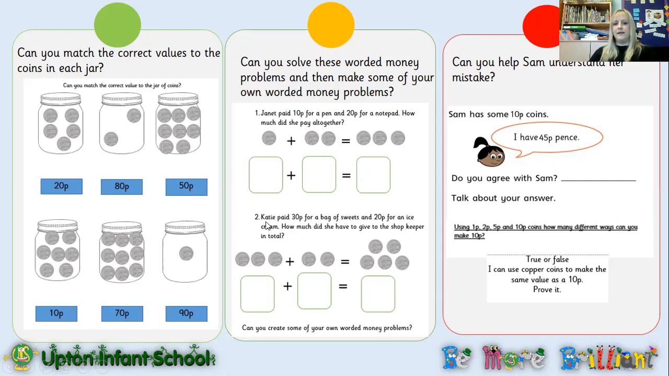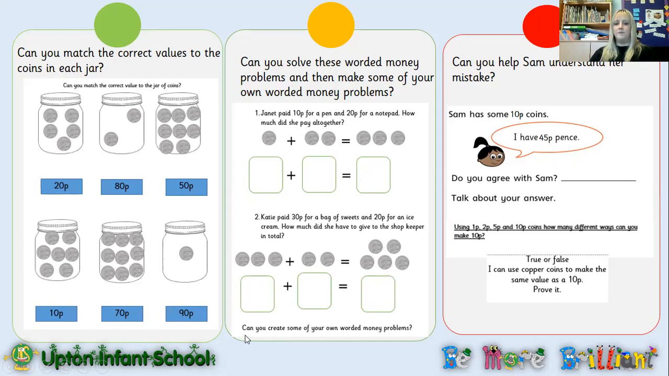The second one says, Katie paid 30p for a bag of sweets. So there's my 30p. And 20p for an ice cream. So there's the 20p. So you need to write 30p here, 20p here, and remember those penny signs. How much did she give the shopkeeper in total? So then you need to write your answer down here.